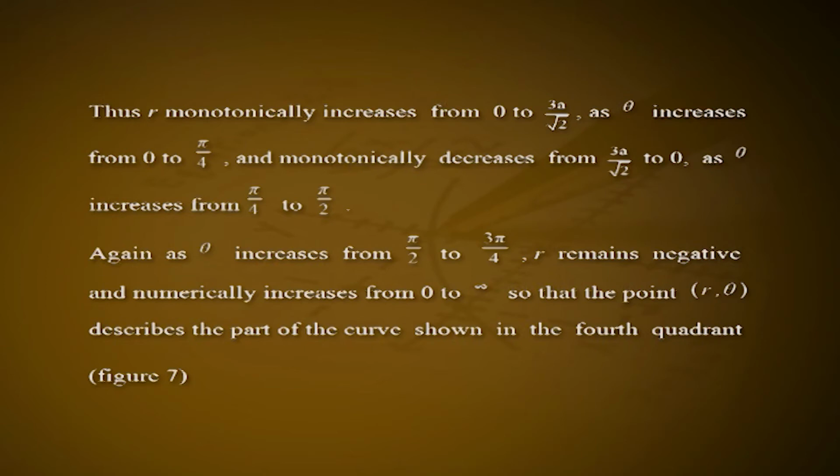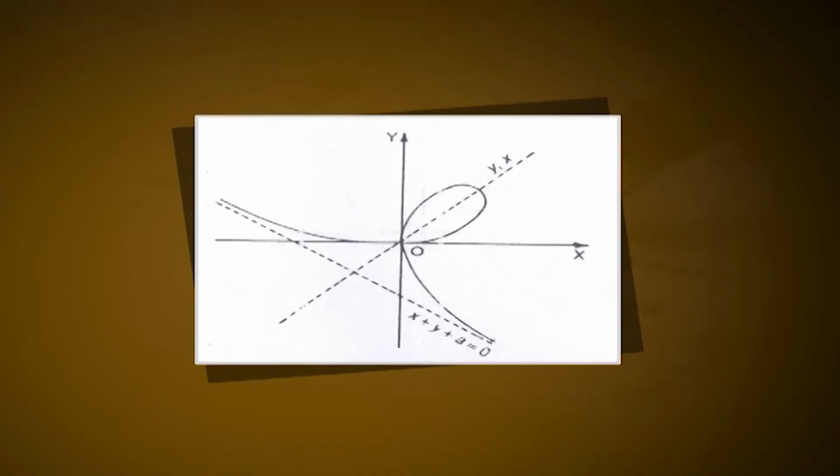so that the point (r, theta) describes the part of the curve shown in the fourth quadrant. As theta increases from 3 pi by 4 to pi, r remains positive and decreases from infinity to 0, so that the point (r, theta) describes the part of the curve shown in the second quadrant. It is easy to see that we do not get any new point on the curve when theta increases from pi to 2 pi. The curve is traced in figure 7.